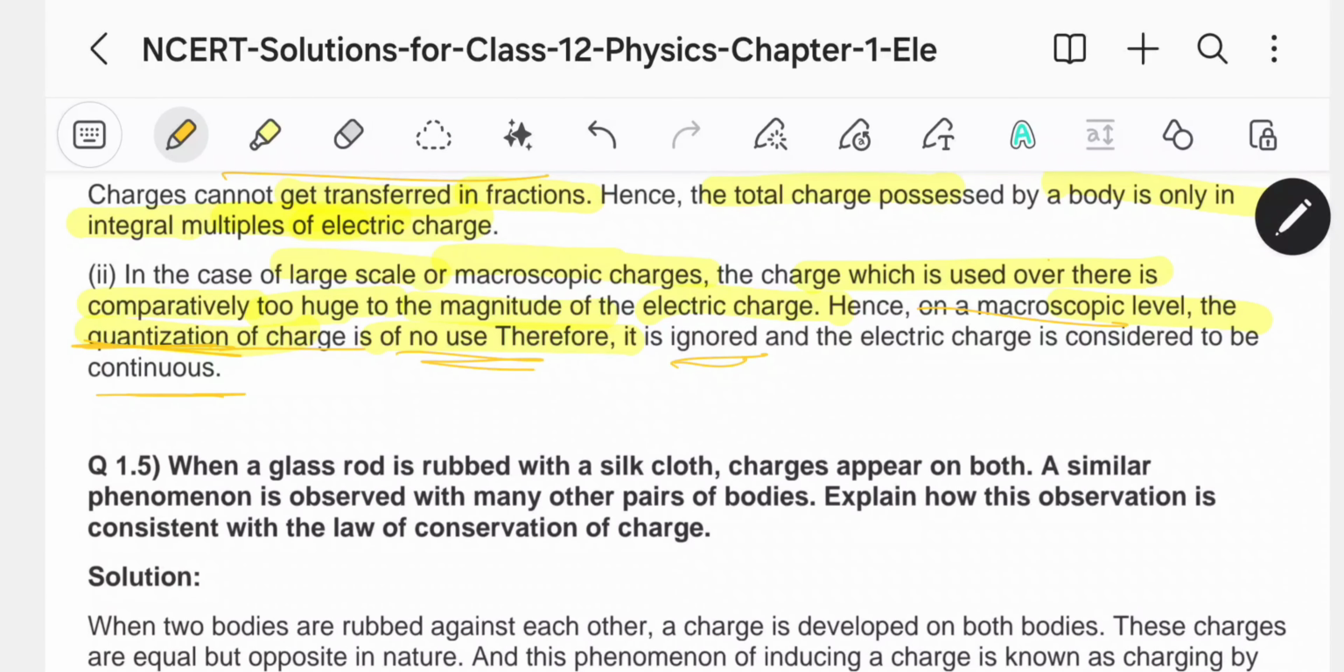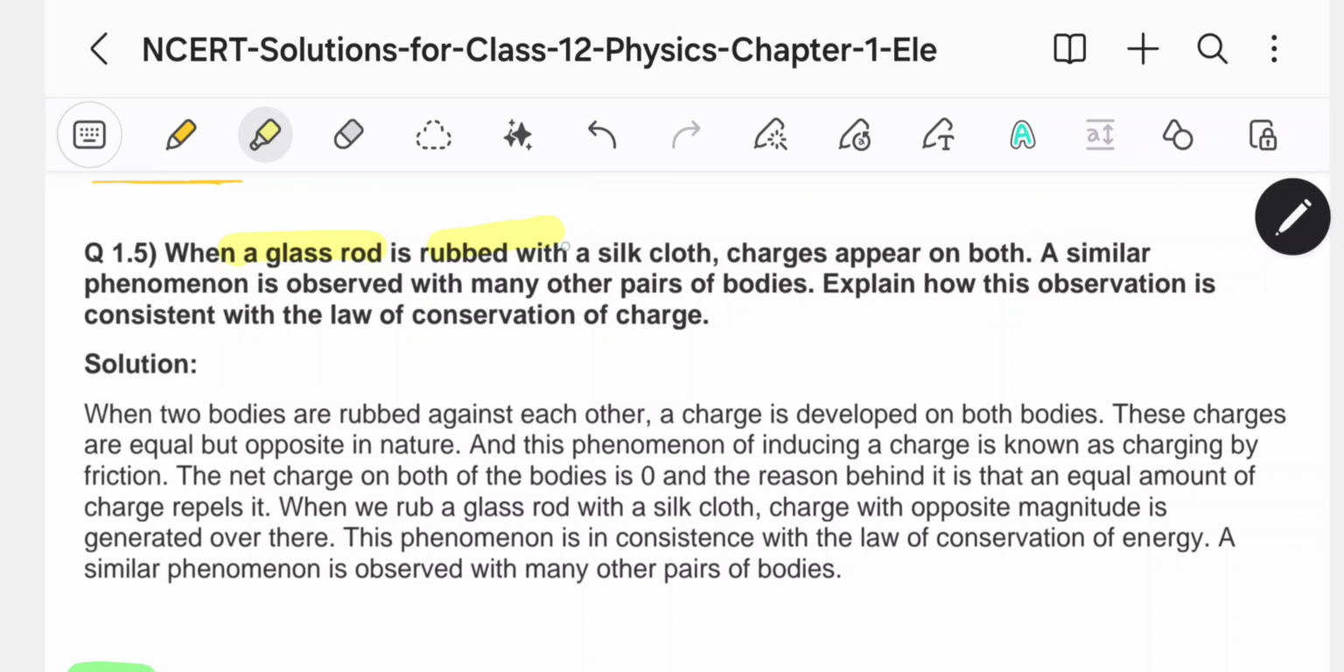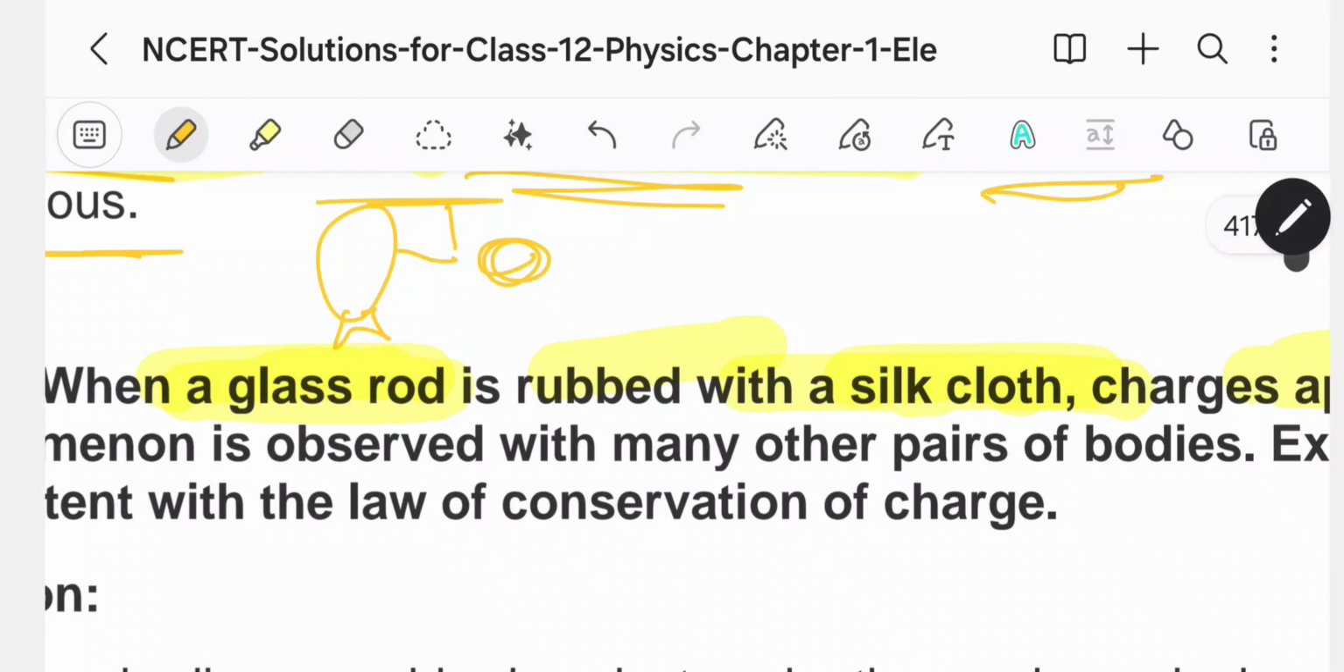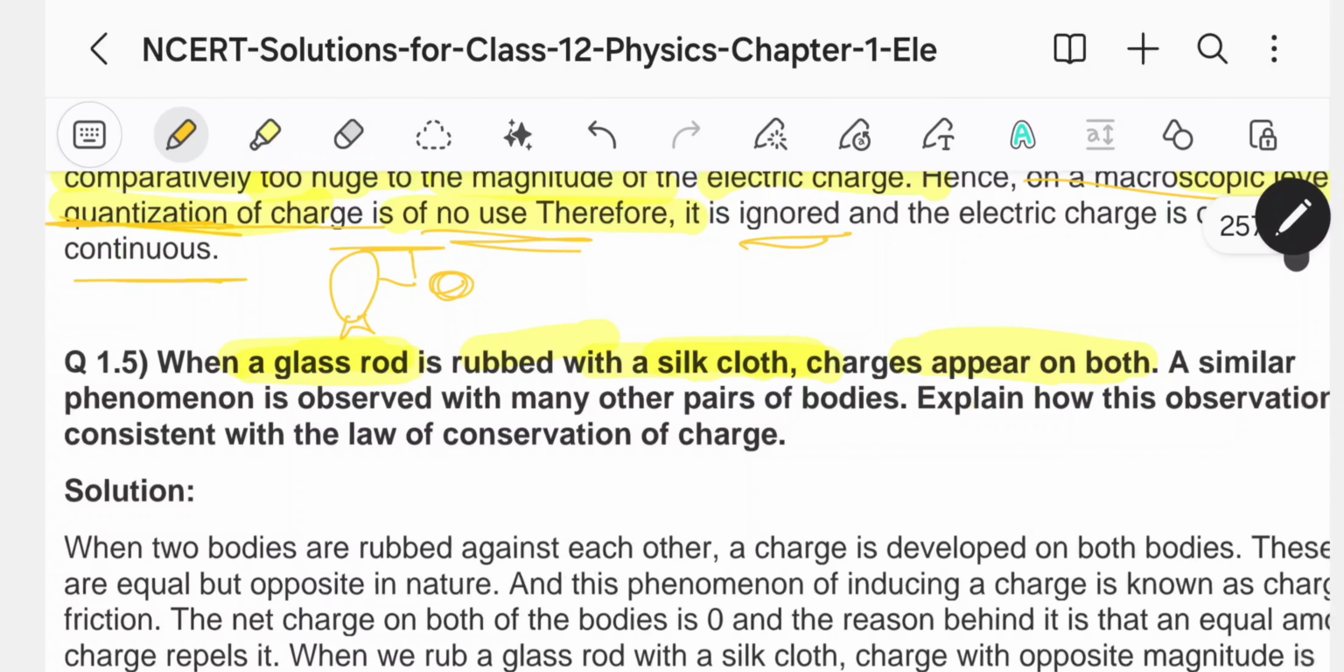That is on macroscopic. Okay, so the next one is: when a glass rod is rubbed with a silk cloth, charges appear on both. For example, when you do those activities with a balloon, you rub it on your hair. So there is some charge that is produced. That's why your hair starts flying. A similar phenomenon is observed with many other pairs of bodies.